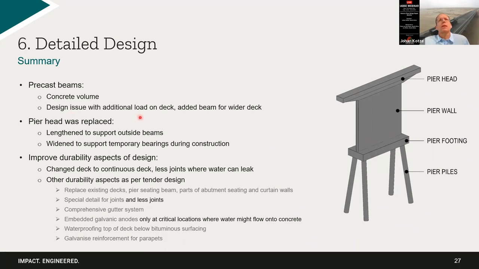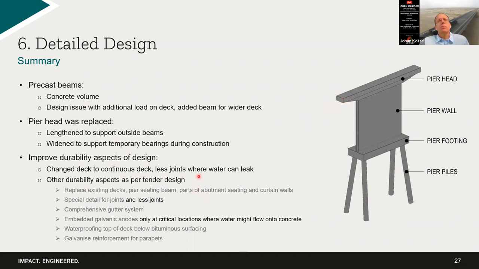This added additional load on the deck, and because we couldn't then add the cantilever portion, except when we added special formwork for that, we had to increase the width of the pier heads, or the length, call it the length of the pier heads in this direction. And then the precast beams required that we have temporary supports, because we want to make the deck continuous, and we increased the width of the pier heads.